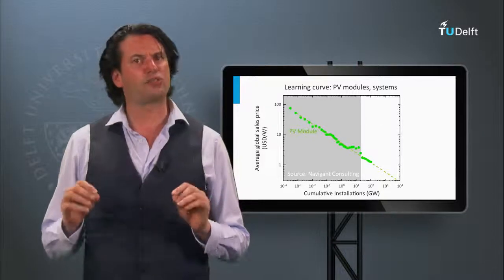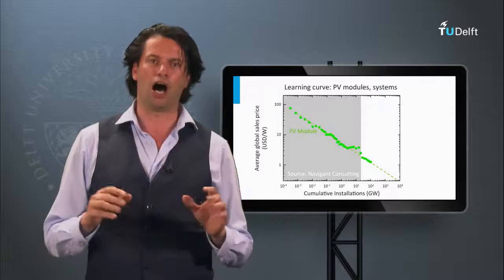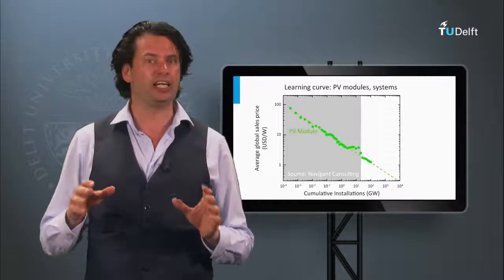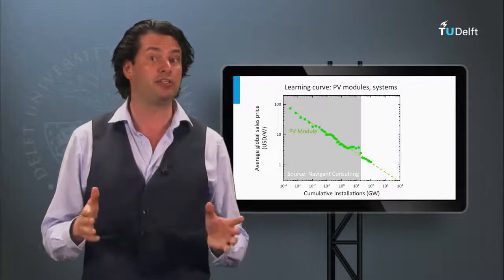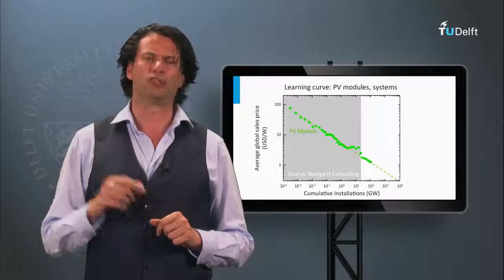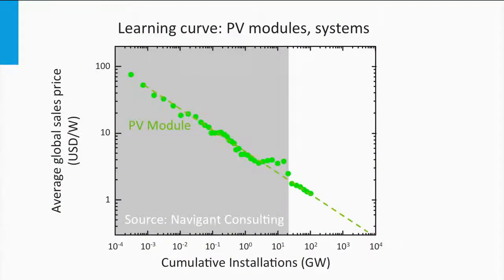Another aspect that controls demand is the cost price of PV technology. How does the cost price of electricity generated by a PV system compare to the electricity delivered by your energy company? To answer this, we have to look towards this learning curve. The learning curve is the graph which shows how the cost price, or in this case the sales price, is dropping in time. In time, the industry gets more experienced.